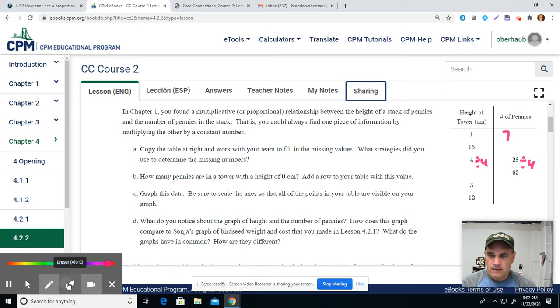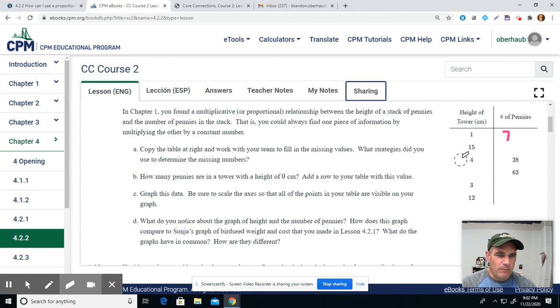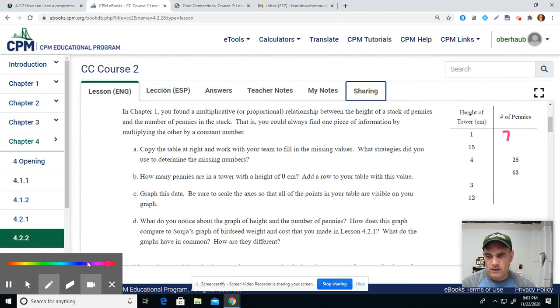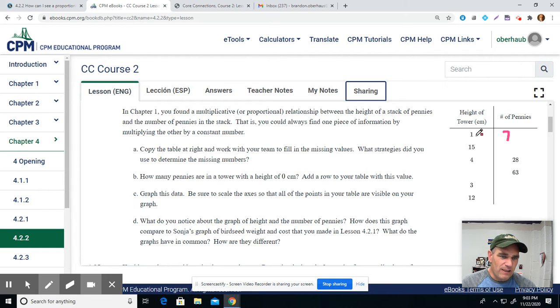All right, let's see. Now I need to find out about 15 centimeters. So let's see, what could I do? I think I can multiply this by 15 to get 15. So I've got to multiply this by 15. So 15 times 7 is going to be 35, 105. So that would be 105. So if I want to make a tower of pennies that is 15 centimeters high, it should take me 105 pennies. Well, this wants to know if I have 63 pennies, how many centimeters would that be?